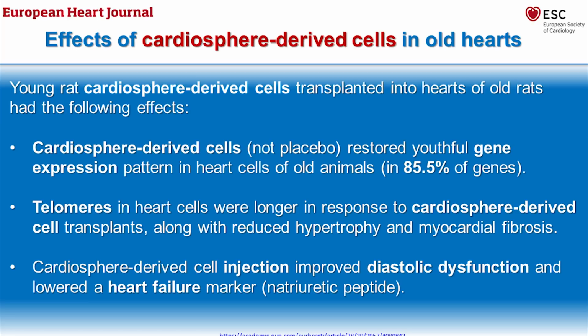And if you look at this data here, when cardiosphere-derived cells were transplanted into old rats, wow, gene expression improved in 85% of the genes. And if you want a definition of aging, one of them can be the loss of healthy gene expression that we had in our youth. We lose our healthy gene expression, and this causes systemic deteriorations.